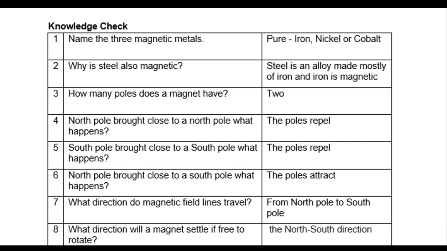Magnetic field lines always travel from North Pole to South Pole, so you should have those arrows on your diagram of magnetic field lines showing that the field lines go from North Pole to South Pole. And then with our simple compass, the direction that a magnet will settle if it's free to rotate is the north-south direction.